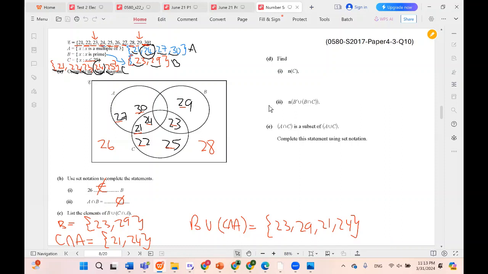In D, we are required to find the number of elements in C. So if we count the number of elements in C, let's go and count them. We have 1, 2, 3, 4, 5. So we have 5 elements in C.